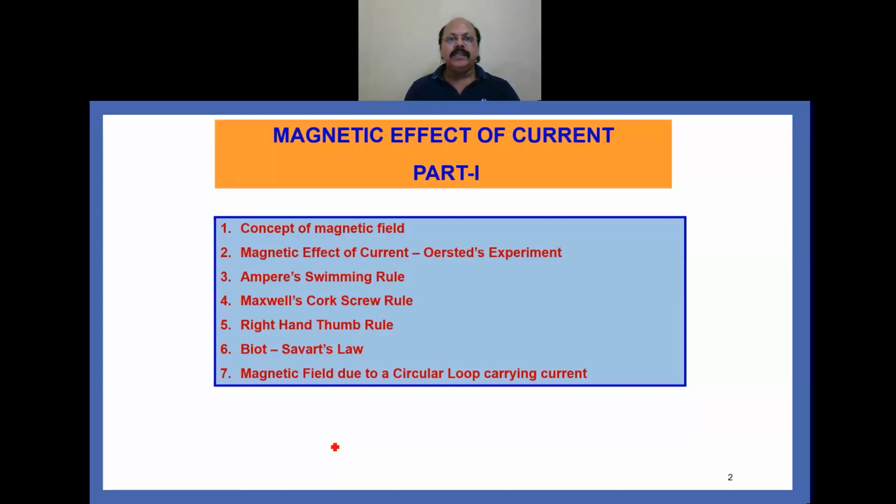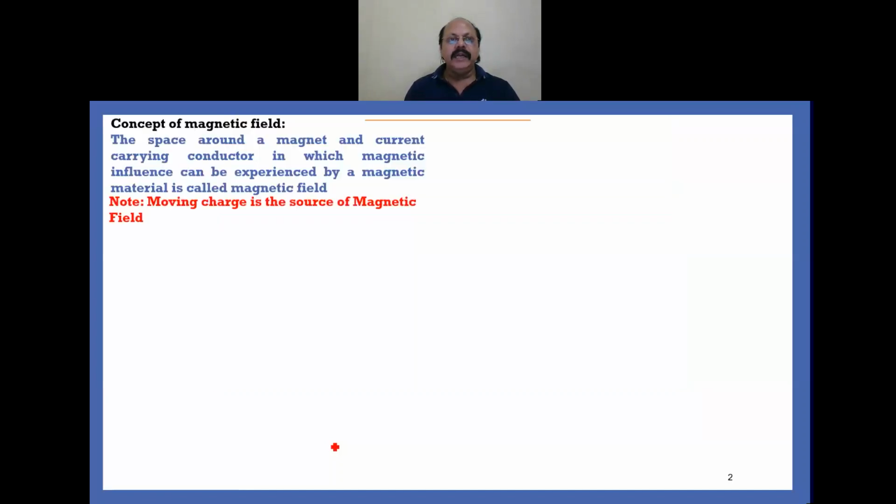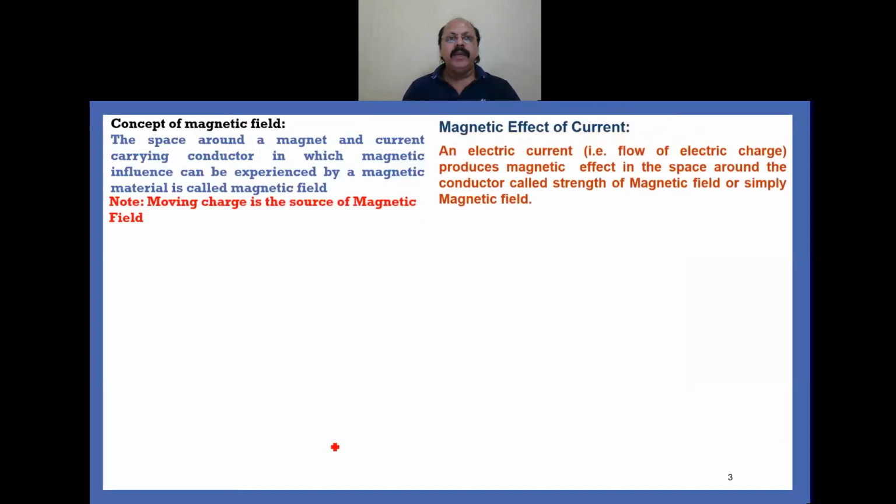So first, concept of magnetic field. First of all, you understand what is the meaning of the magnetic field that you have studied in earlier classes. I remind your memory: the space around a magnet and a current carrying conductor in which magnetic influence can be experienced by a magnetic material is called magnetic field.